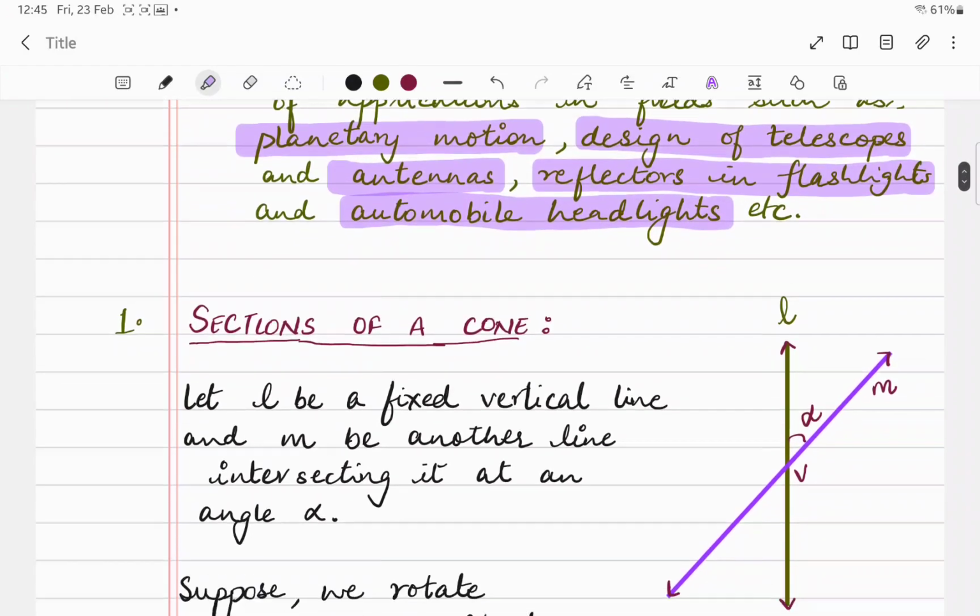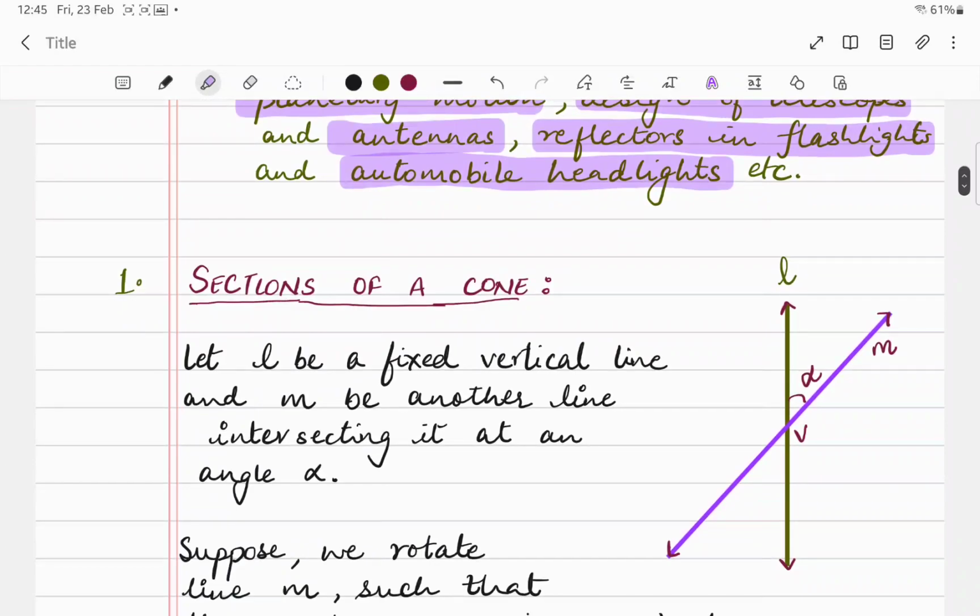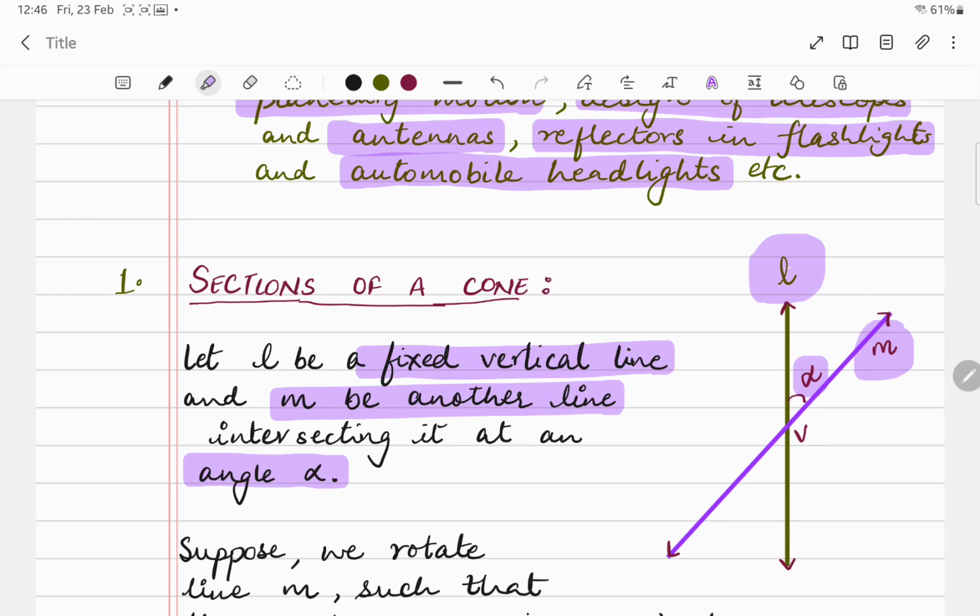So, sections of a cone. First let's understand where this cone is coming from. There is a straight line L, and there is another line which is intersecting L at an angle of alpha, and we have named it M. So we have a main fixed vertical line, which is L, and another line, M, intersecting at an angle of alpha.